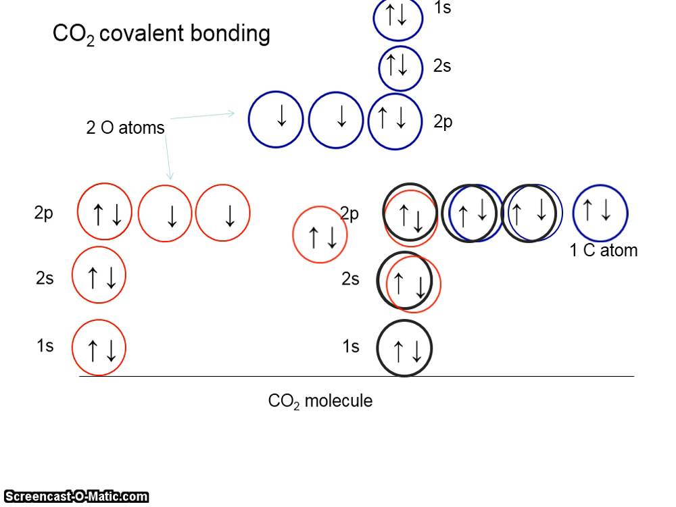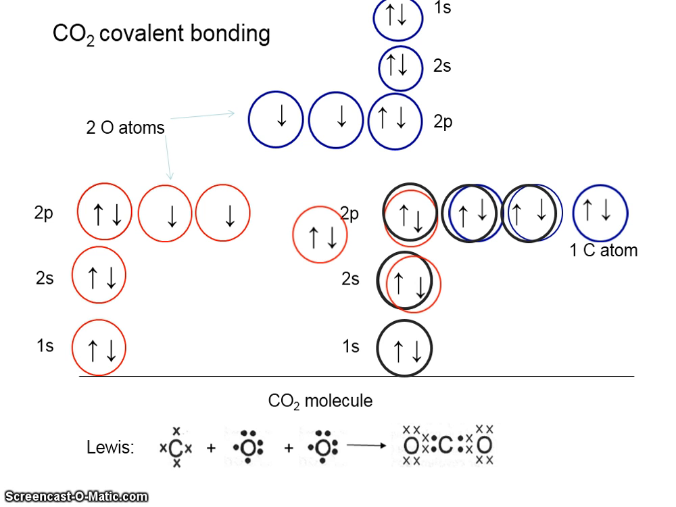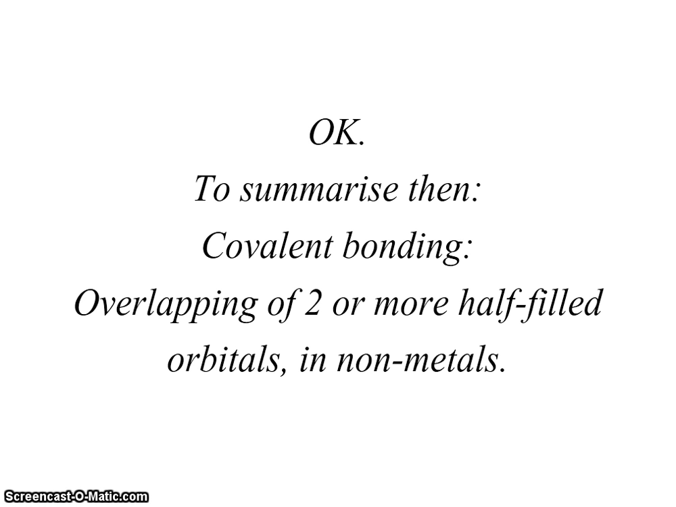Also remember that the four orbitals for carbon actually have the same energy state once the electrons are all in their half-filled positions. Therefore, in the Lewis structure, carbon in the excited state with four unpaired electrons bond with oxygen to form the CO2 molecule, and in Cooper structure it looks like that with two double bonds, therefore it is a linear molecule. Then to summarize, covalent bonding is the overlapping of two or more half-filled orbitals in the nonmetals. That concludes the lesson on covalent bonding.